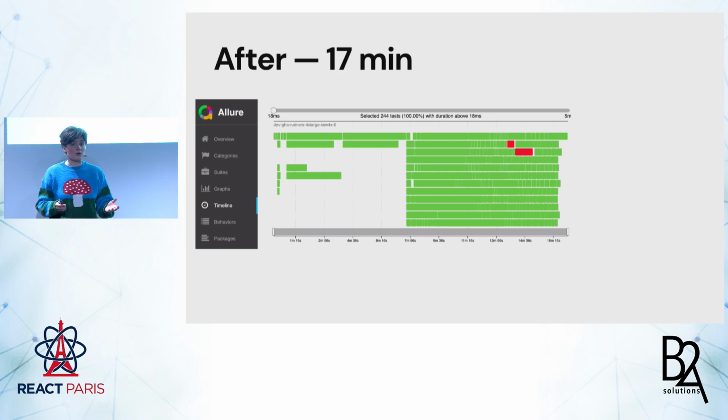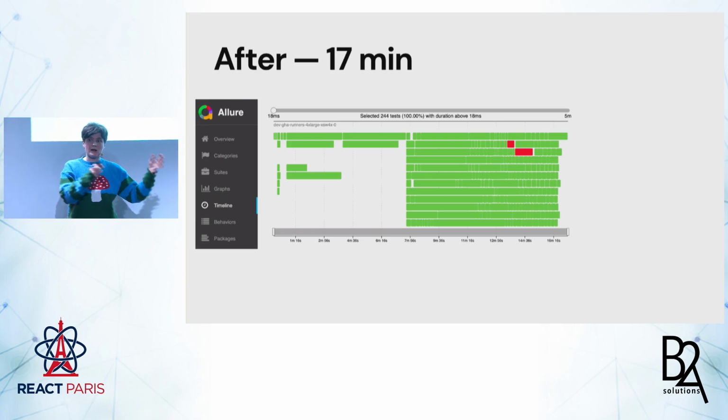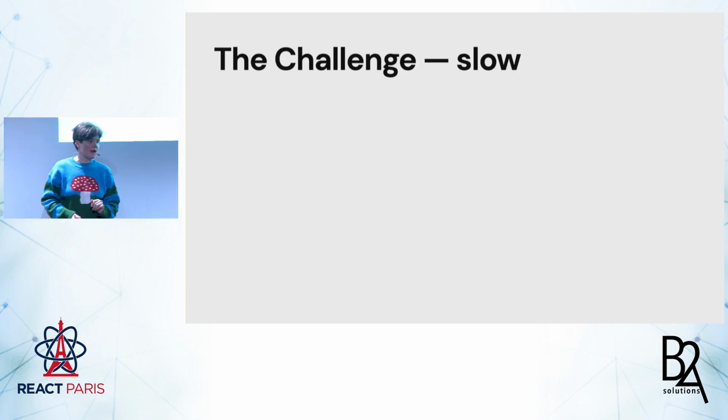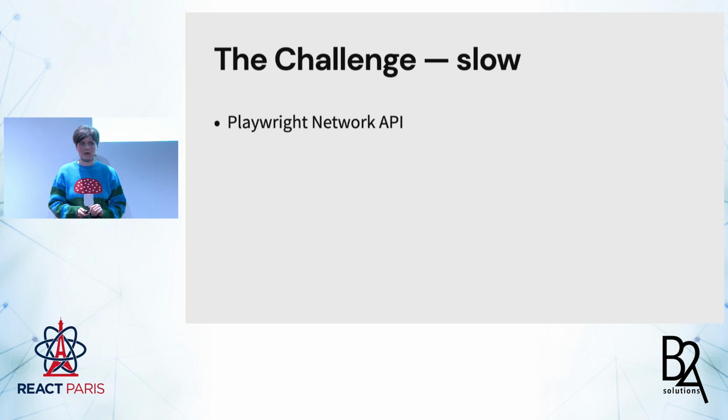Now, that of course doesn't make your individual tests faster. It just runs more of them in parallel. If we compare end-to-end tests with integration tests, integration tests usually skip or mock expensive operations, which end-to-end tests usually don't do. But in Playwright, we have network APIs for intercepting HTTP requests.